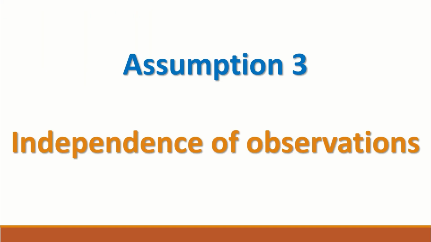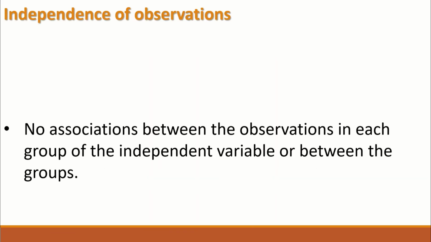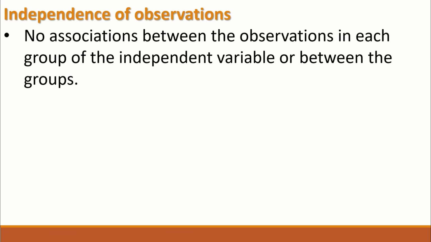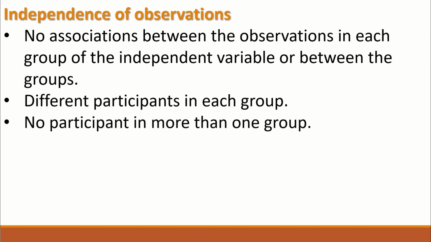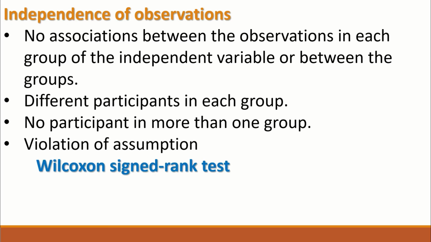The third assumption is the independence of observations. What does that mean? No associations between the observations in each group of the independent variable or between groups. So different participants in each group. No participant participates in more than one group. If this assumption is violated, then you need to use the Wilcoxon signed rank test for paired samples.